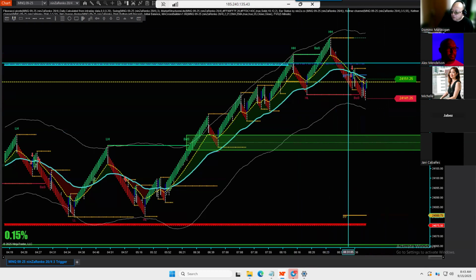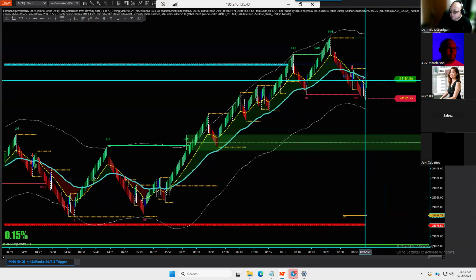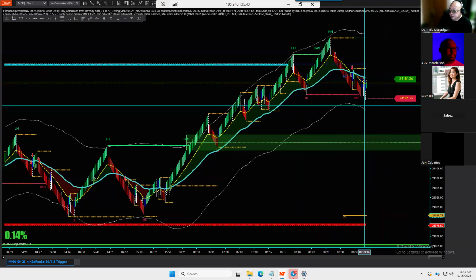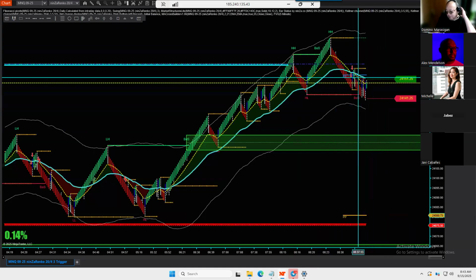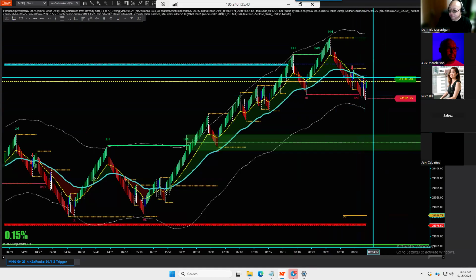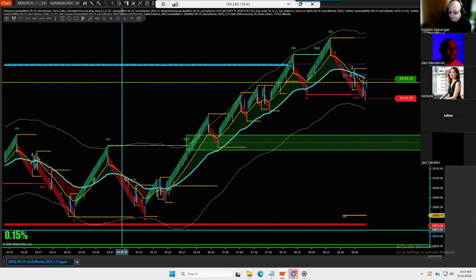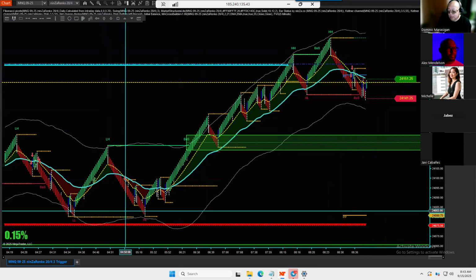If you get stopped out here, it's a small loss, and you just wait for the next setup. If you're going to take a long, you want to see the 21 EMA above the 55, where it's going to produce a green arrow like that, or a green cloud as well.